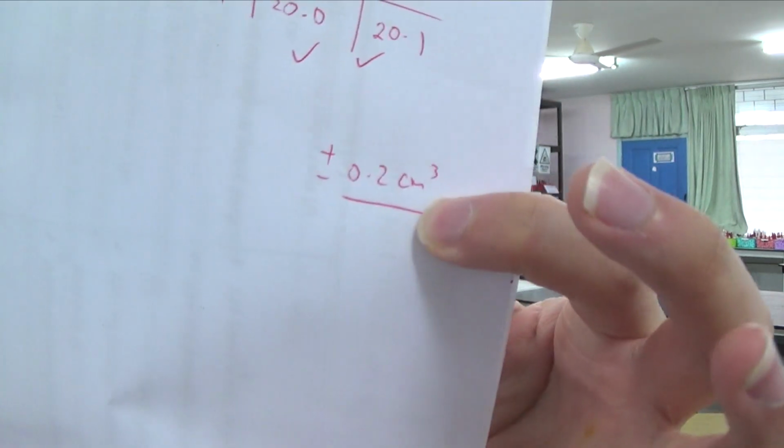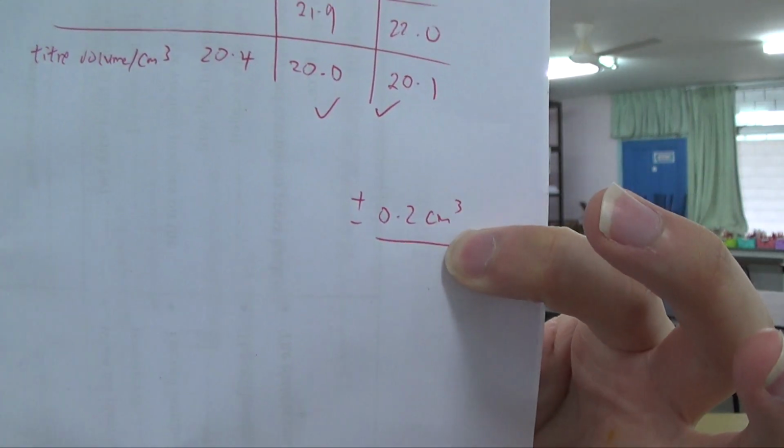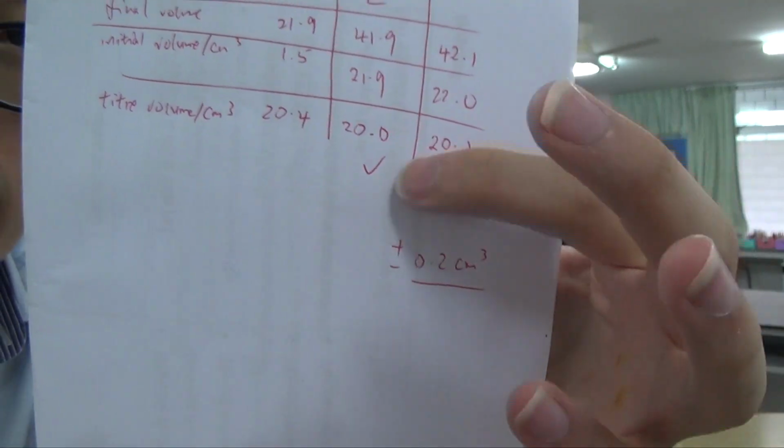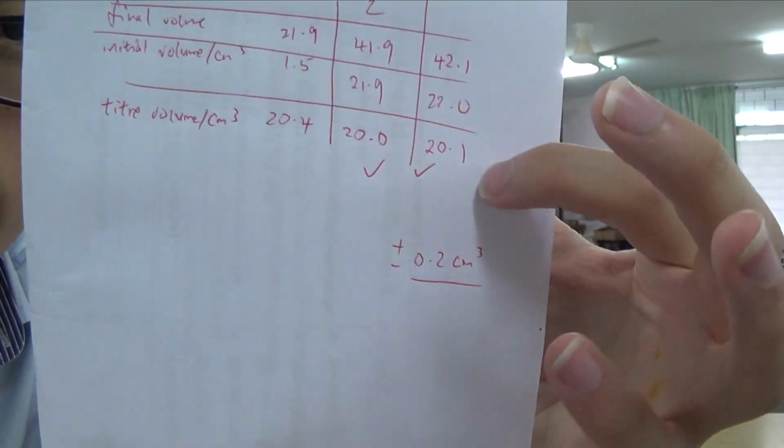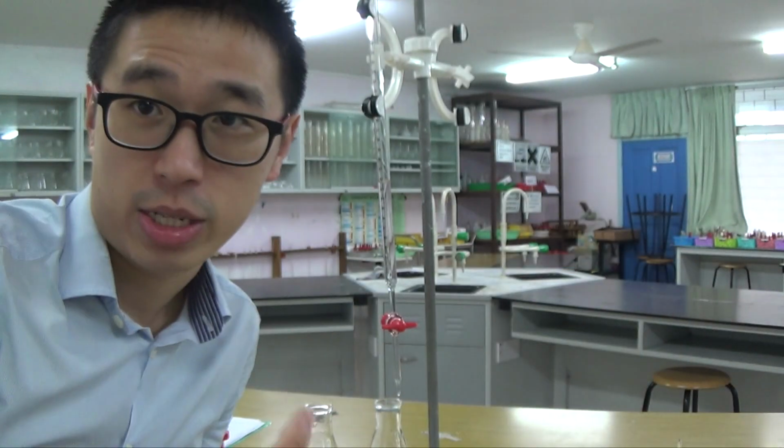This is an error margin. We do not want to have error, a 0.2 cm cube difference. We do not want that. We want it to be as exact as possible. In fact, we want zero difference. If we are a competent chemist, we should get them to be as exact as possible.